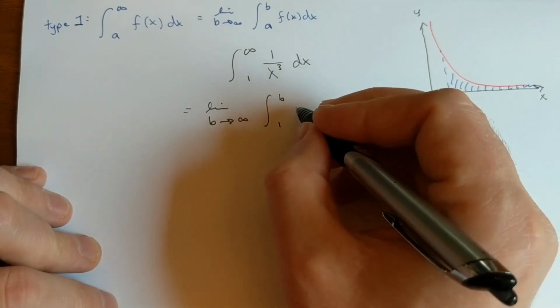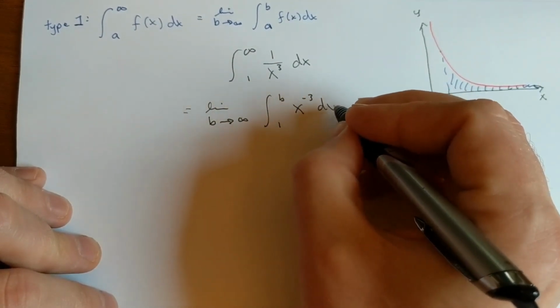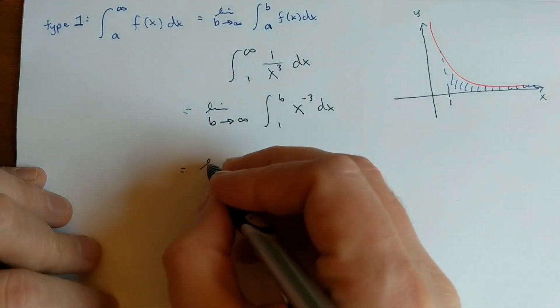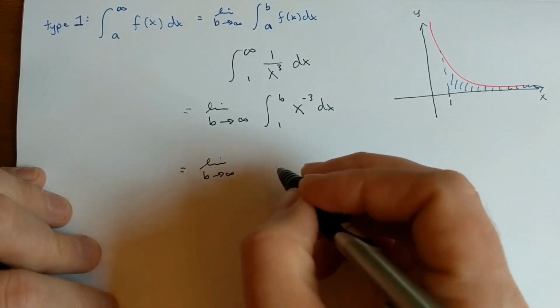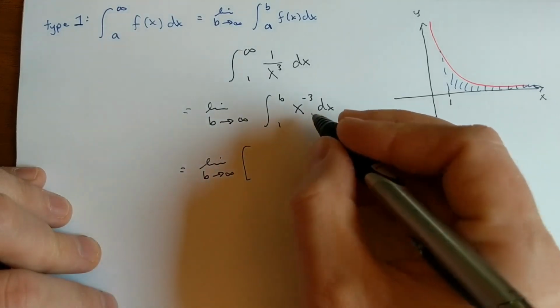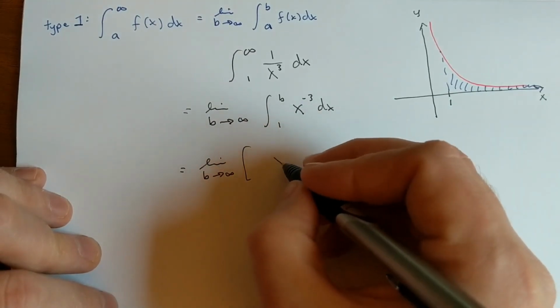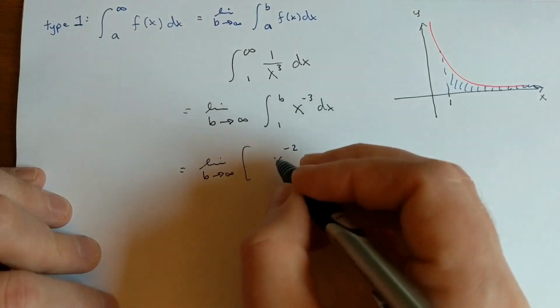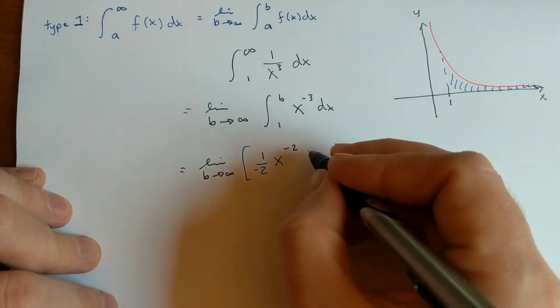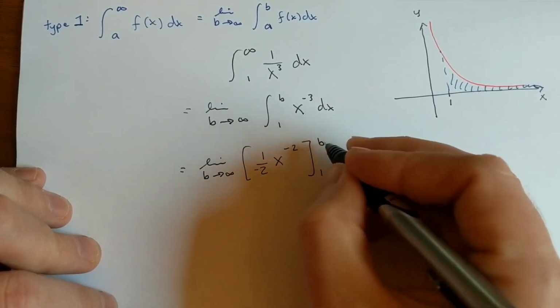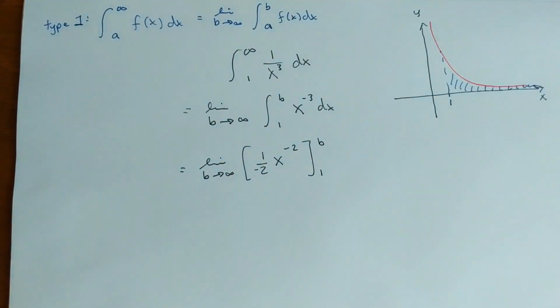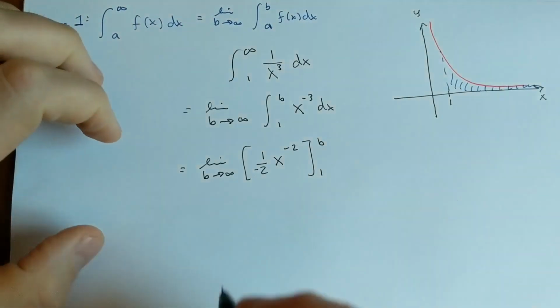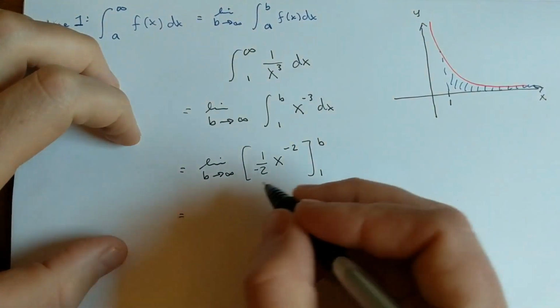Okay, remember, 1 over x cubed is the same as x to the negative 3, and so we can just apply the power rule here. So what is the power rule? We're going to add 1 to get negative 2, and then we're going to divide by this, so it's going to be 1 over negative 2. And then our bounds are 1 and b, where b is just holding the place for infinity. And so in the end, we're just going to plug b in like we would any value, but then at the end, we'll take the limit as that value goes to infinity.